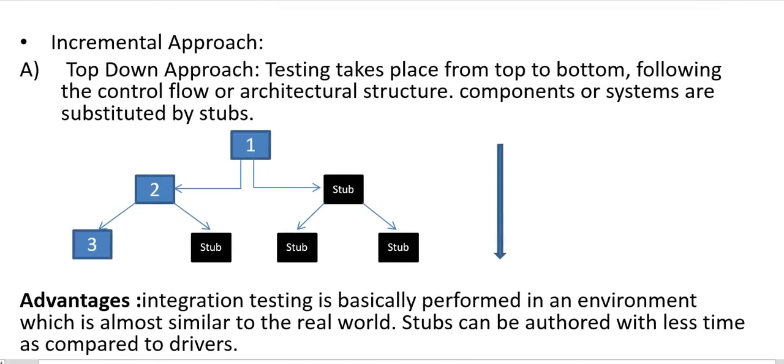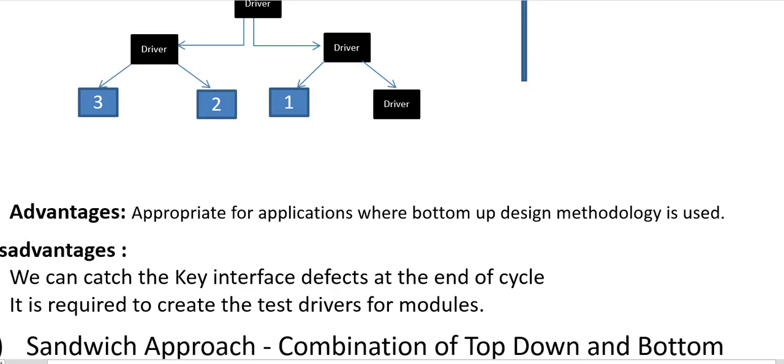Then we have the incremental approach, in which there is a top-down approach. Testing takes place from top to bottom, following the control flow or architectural structure. Components or systems are substituted by stubs. So here you do the testing from top to bottom. Advantage is that integration testing is performed in an environment which is almost similar to the real world, and it goes with the control flow or the architectural structure, so it becomes easier. And stubs can be authored in less time as compared to drivers. So in the top-down approach, we use stubs to replace the modules which are not developed.